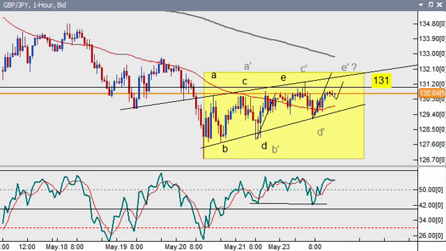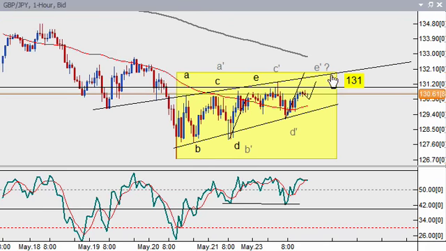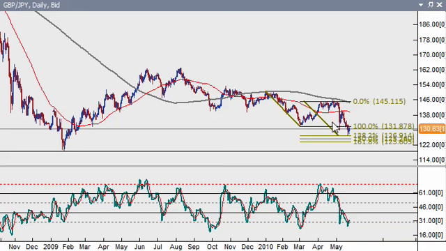This means that if you do see topping action, a decline from that should first be anticipated to 127. Only when that breaks, then you should look at the daily for the next targets like 125 and ultimately 118.